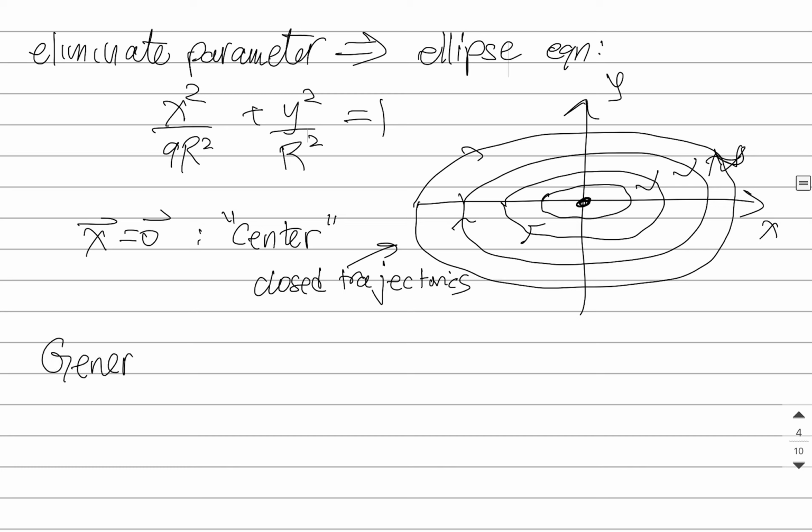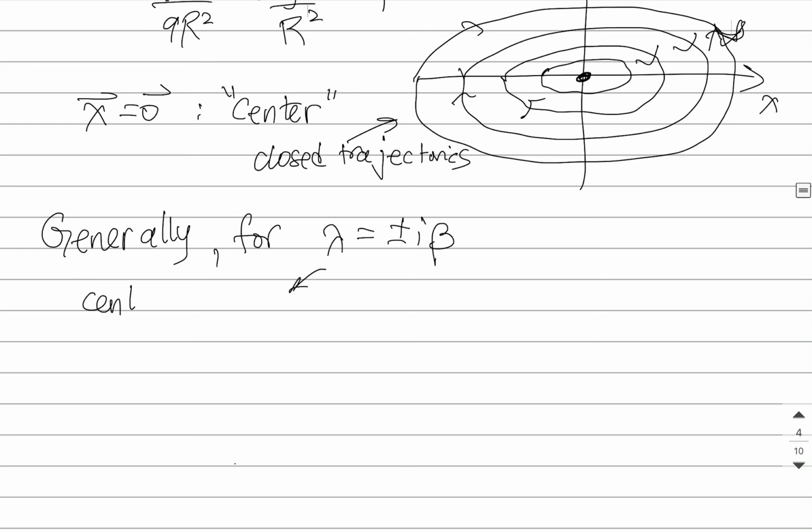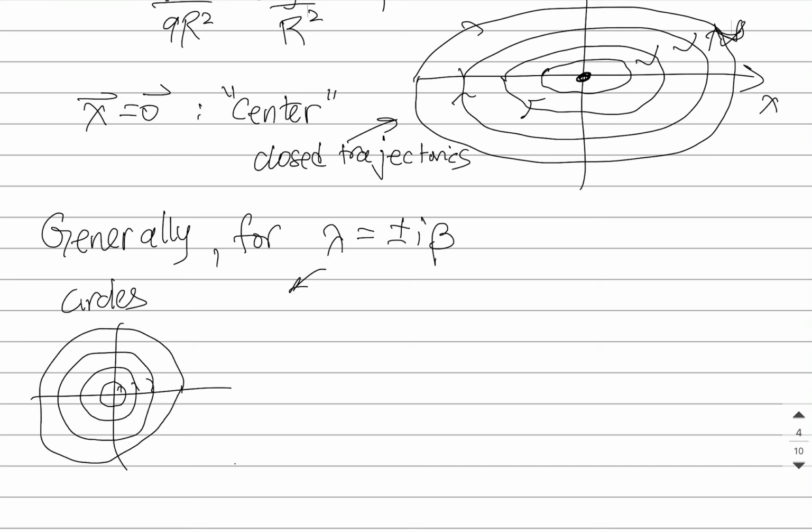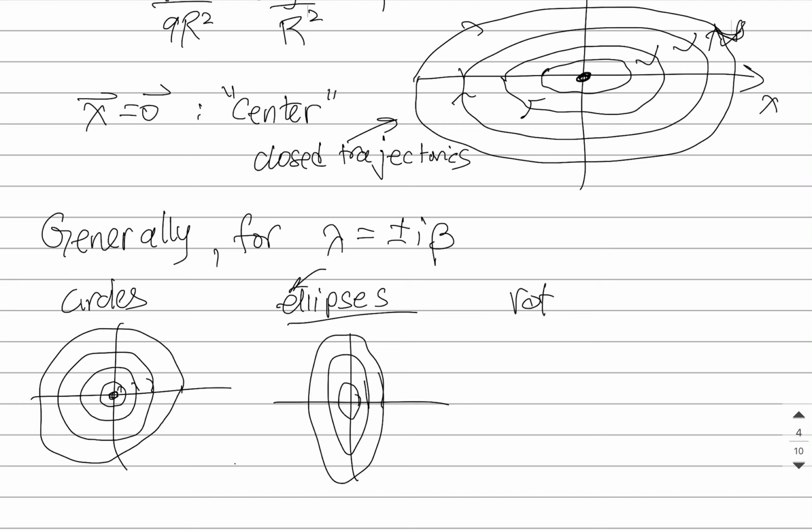So that's a specific example of what can happen generally in the case of complex, purely imaginary lambdas. So generally, when lambda is this plus or minus i beta, you're going to get some sort of circles. Circles will happen when you have exactly the same amplitude for each of those terms. You could get the ellipses like we talked about. Now, they don't have to be longer on the x-axis. They could be longer on the y-axis. But more generally, you could expect to get some sort of rotated ellipses.